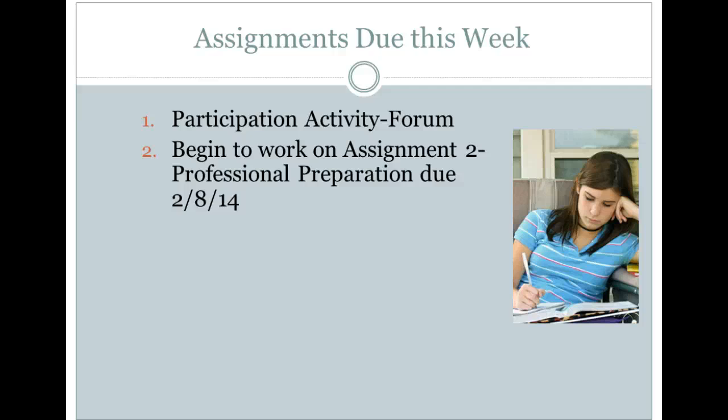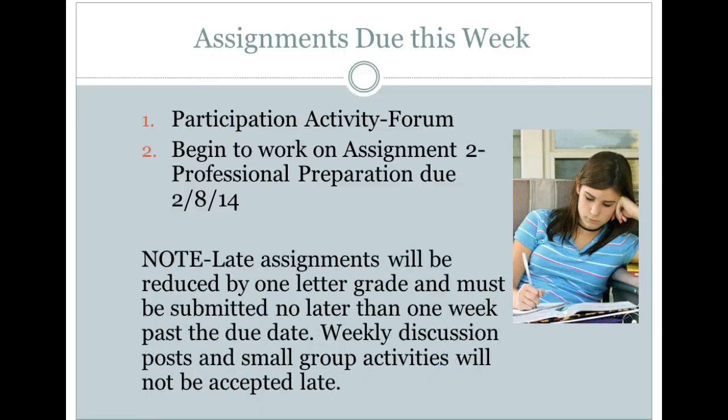You will be posting your 3 documents to the correct team group on the Wikispace page. Note, late assignments will be reduced by 1 letter grade and must be submitted no later than 1 week past the due date. Weekly discussion posts and small group activities will not be accepted late. So the easiest way to get an A in this class is to adhere to all deadlines and be timely in submitting your work. So definitely recommend you do that.